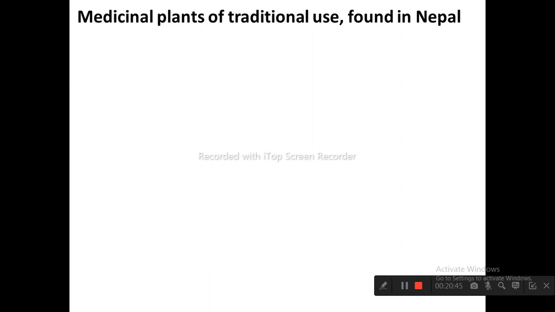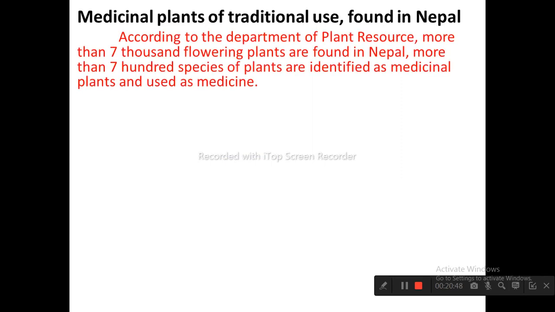Medicinal plants of traditional use found in Nepal. According to the Department of Plant Resources, more than 7,000 flowering plants are found in Nepal. More than 700 species of plants are identified as medicinal plants and used as medicine. So first one is holy basil, which is commonly known as tulsi.